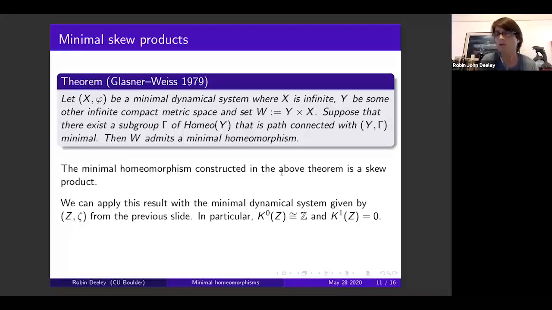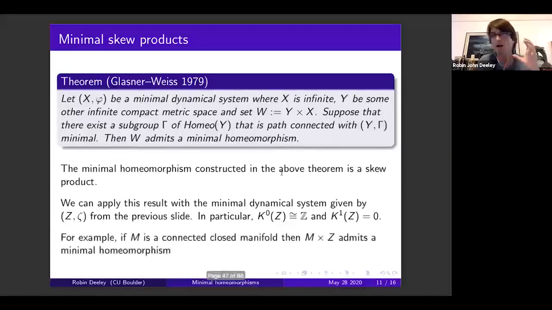Now, let's look at an explicit example. We can even be more explicit. Let's say M is the two-sphere, or more generally, a connected closed manifold. Then that's homogeneous.